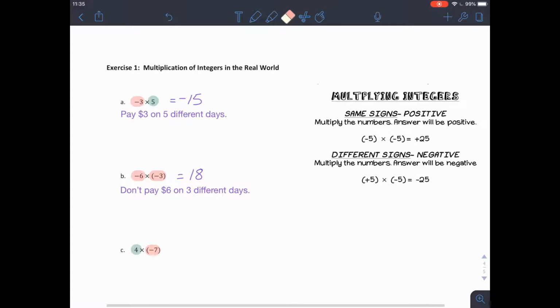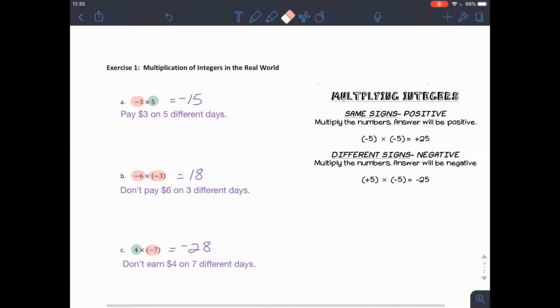Let's try with 4 and negative 7. I can still think again of my first factor 4 as an amount of money, but this time because it is positive, instead of paying the $4, I would be earning the $4. The negative 7 for my second factor would tell me that I'm not doing that 7 times. So I can think of 4 times negative 7 as not earning $4 on 7 different days.